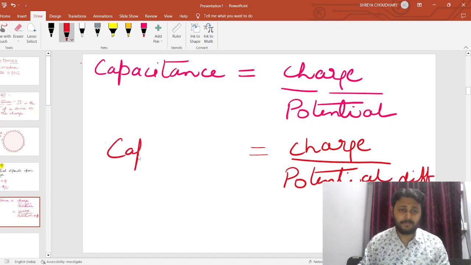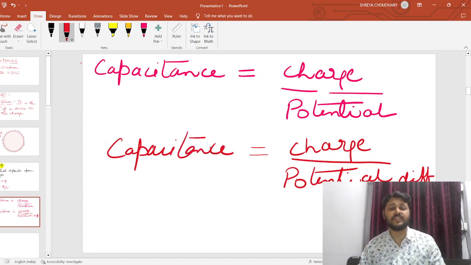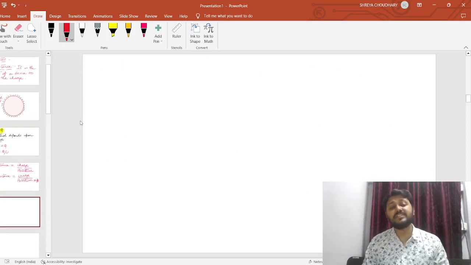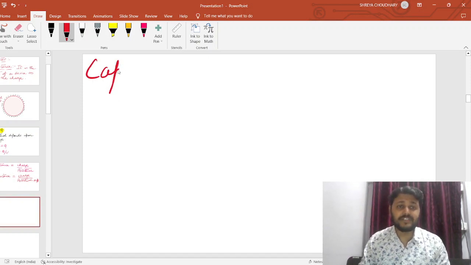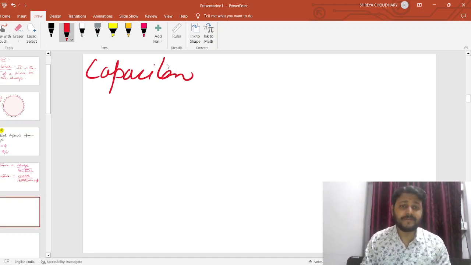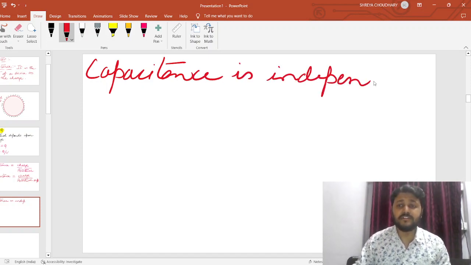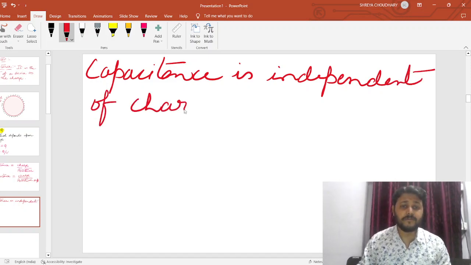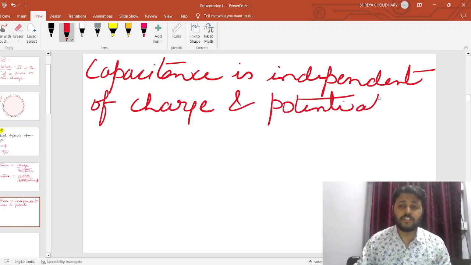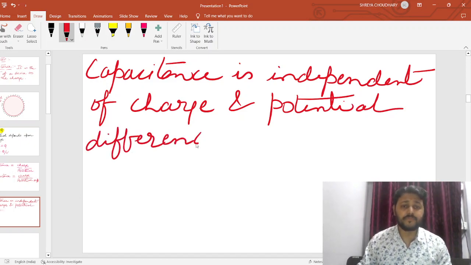So capacitance equals charge upon potential difference. But it is not true that capacitance will depend upon charge and potential difference. So we must write down that capacitance is independent of charge and potential difference. Hopefully it is clear to each one of you.